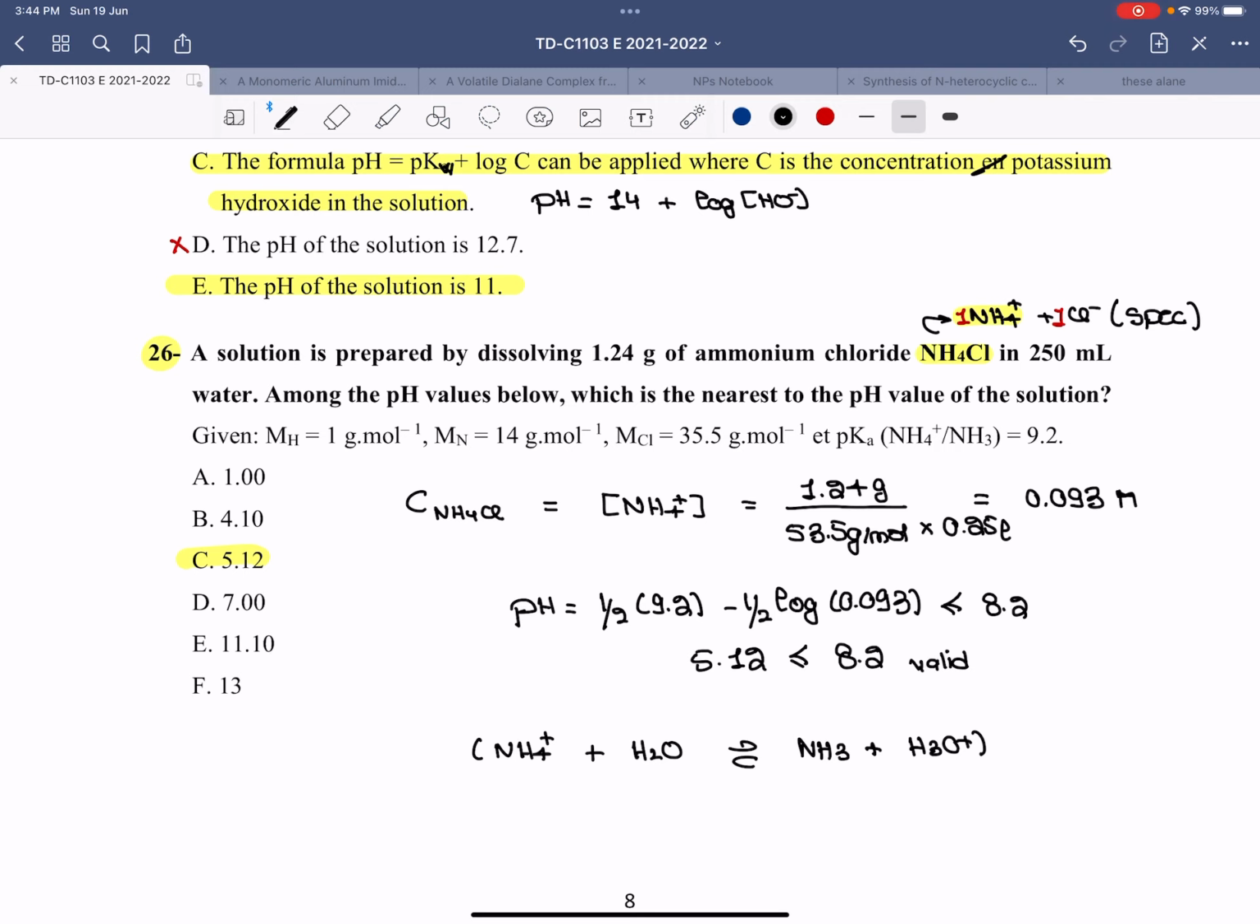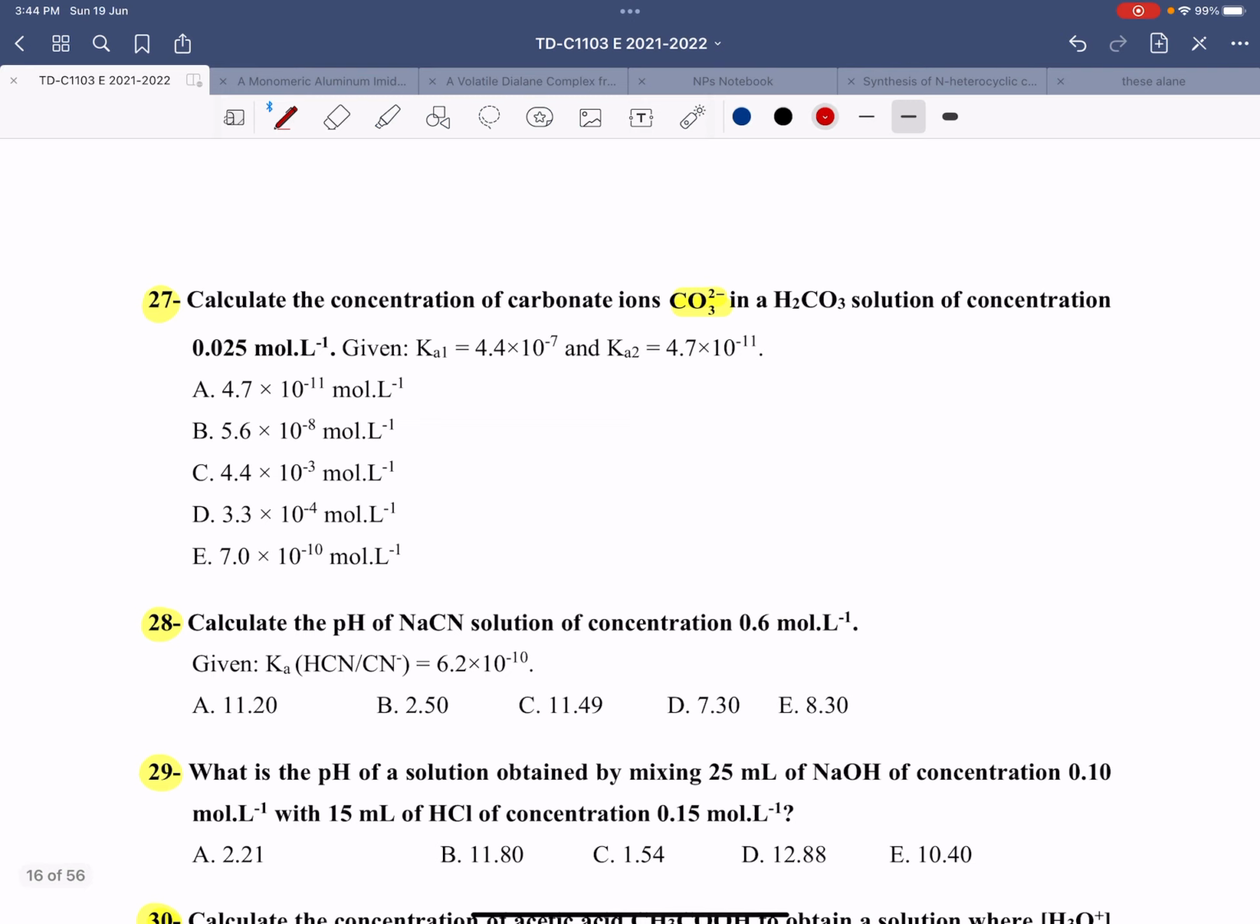If you have a binary salt, it changes. If you have a tertiary salt, it changes. So pay attention that this number, this 1, is the same as this number. Now, number 27.